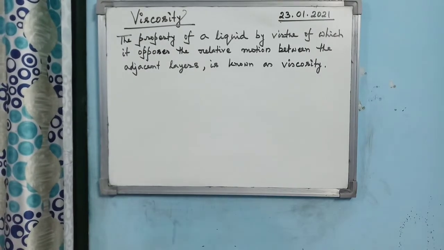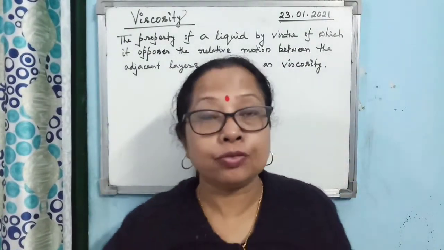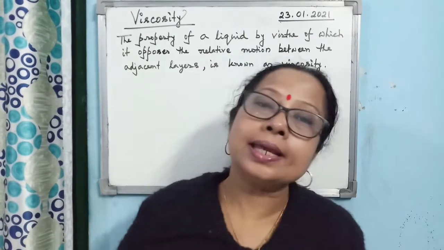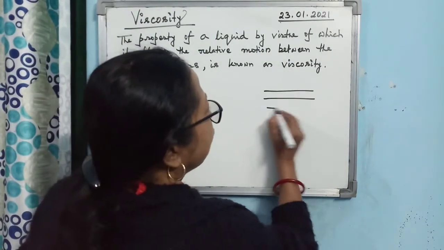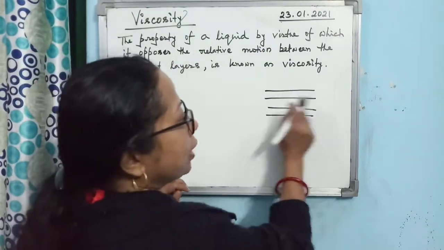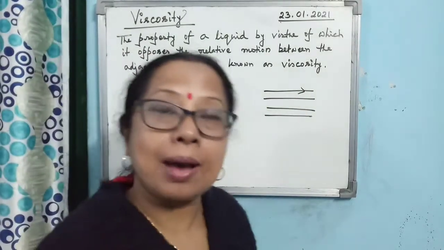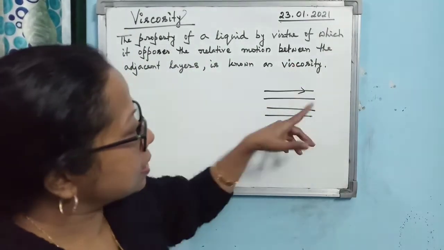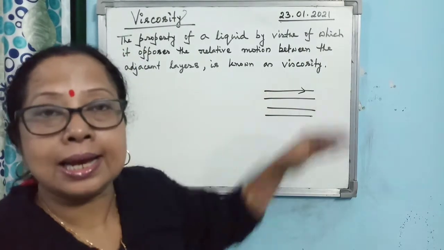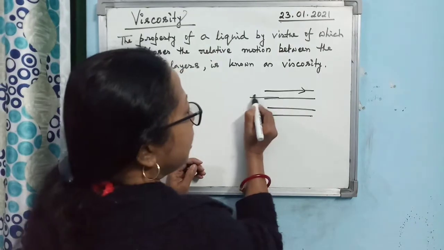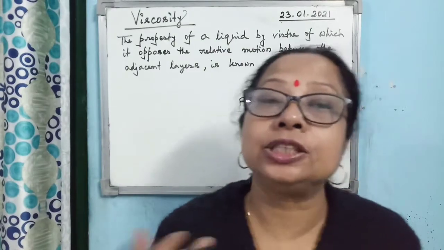Then coming again to the concept of viscosity. As I said already, whenever you are considering a flowing liquid, you can consider as if the liquid is being divided into different layers. And when the liquid is moving, one layer is trying to move over the other. In that case, what will happen? There will be a tangential force which is acting along the layer. Tangentially, the force is acting, which is opposing the relative motion of adjacent layers.